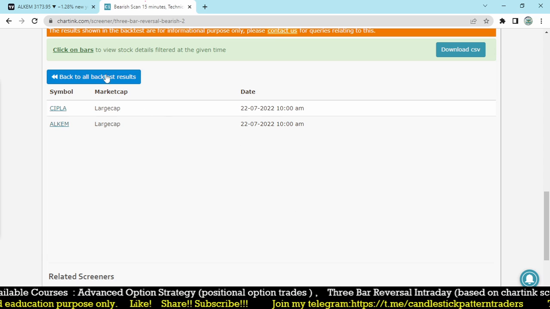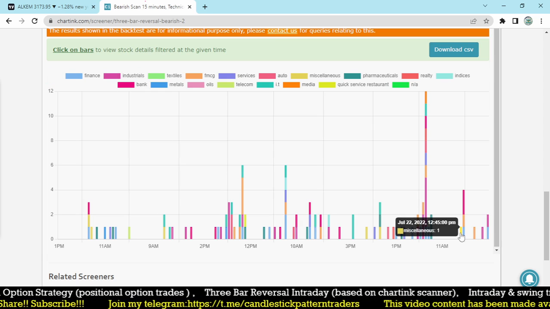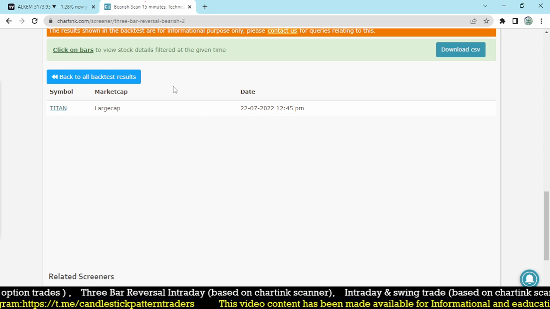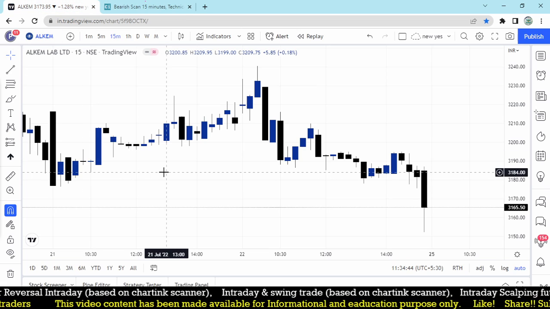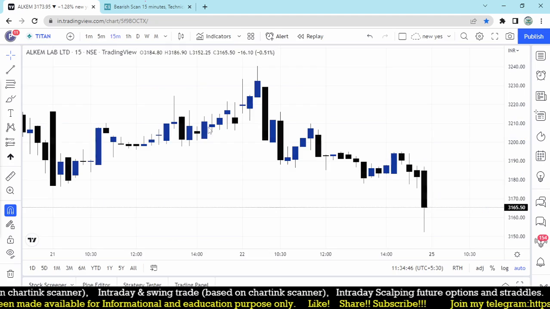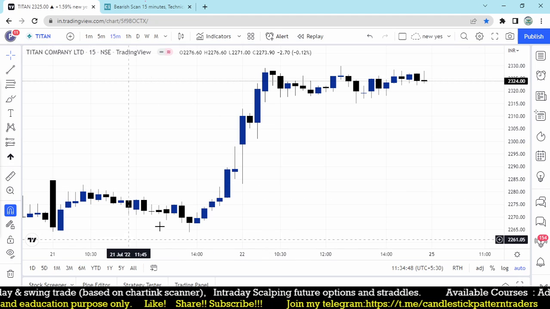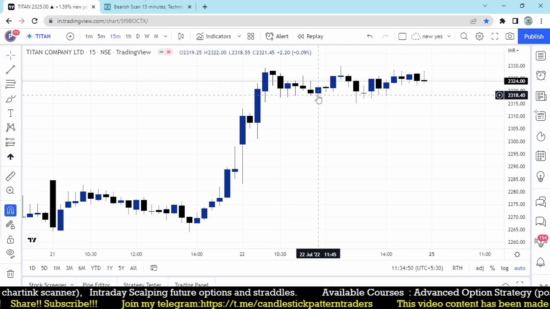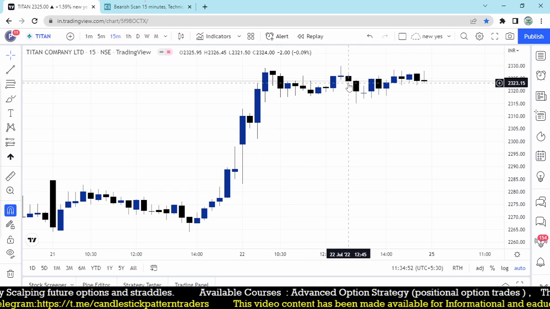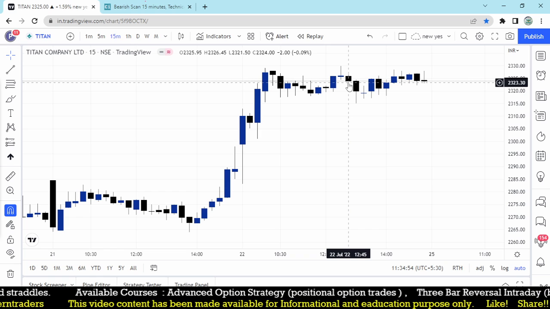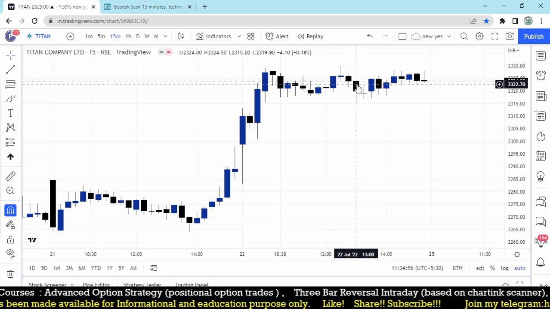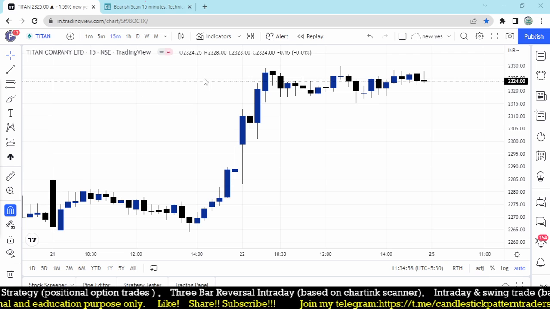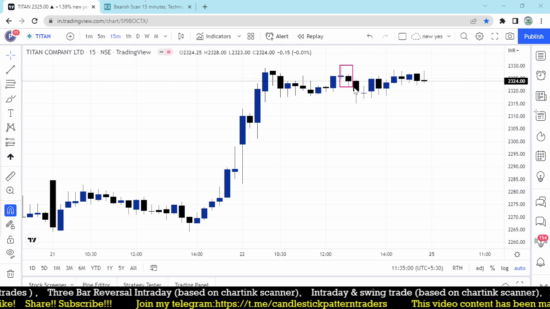So, 3-bar reversal selling is what we are focusing on right now. Titan, yes, Titan at 12:45. Let me check it out. This was a 12:45 time frame, and this is not giving you a target, because we are going to enter this as our entry and stop loss.